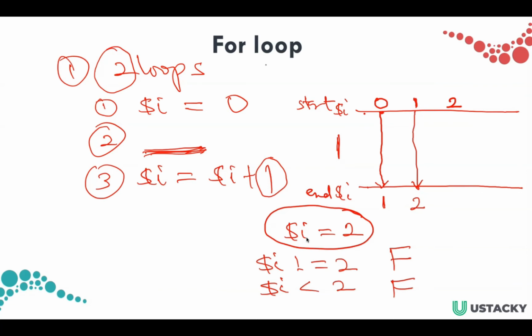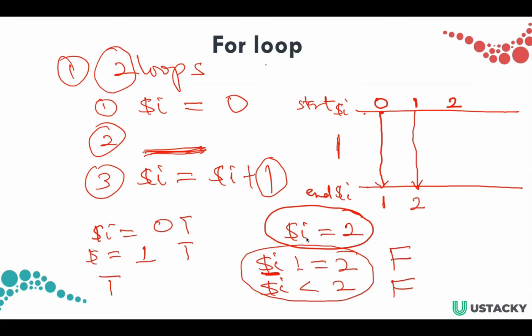And one thing you have to notice is that these 2 conditions have to be true in the first 2 loops. Let's check when $I is equal to 0. For $I is 0, we have $I is not equal to 2. This will be true. For $I equals to 1, 1 is not the same thing as 2. This is going to be true. So you see that for the 2 loops, your condition will be true, true, and false.